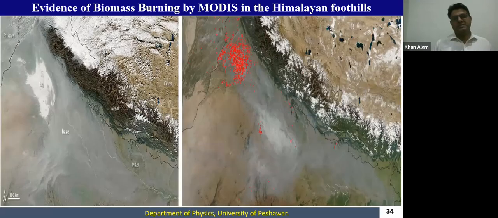This is another evidence of smoke in this Himalaya region. Again we see these red hotspots detected by the MODIS sensor, where the temperature is high. These spots correspond to burning activity, some firing activities, resulting in a huge haze or smoke in the region, which badly affects the air quality, particularly in Punjab and also in some parts of northern Pakistan.